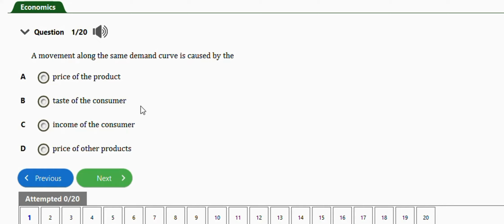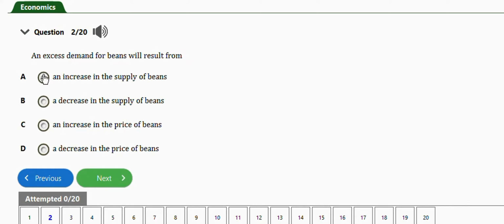the price of the product, taste of the consumer, income of the consumer, price of other products. The right answer is option A, which is price of the product. Okay, the next question is this one. It says an excess demand for beans will result from an increase in the supply of beans, a decrease in the supply of beans, an increase in the price of beans, a decrease in the price of beans. Right answer is option D, a decrease in the price of beans.